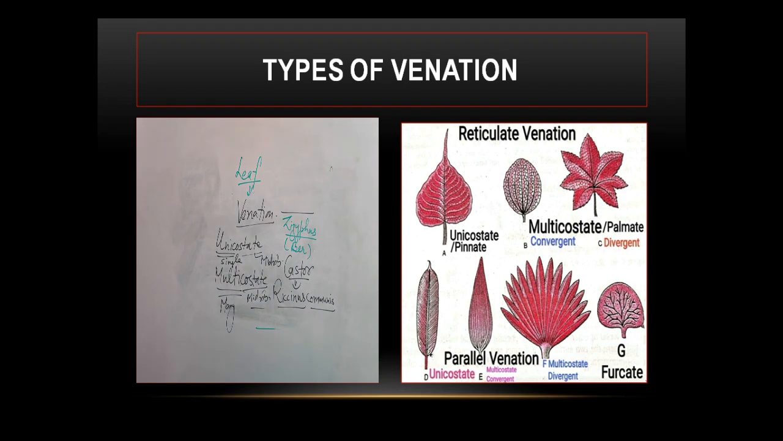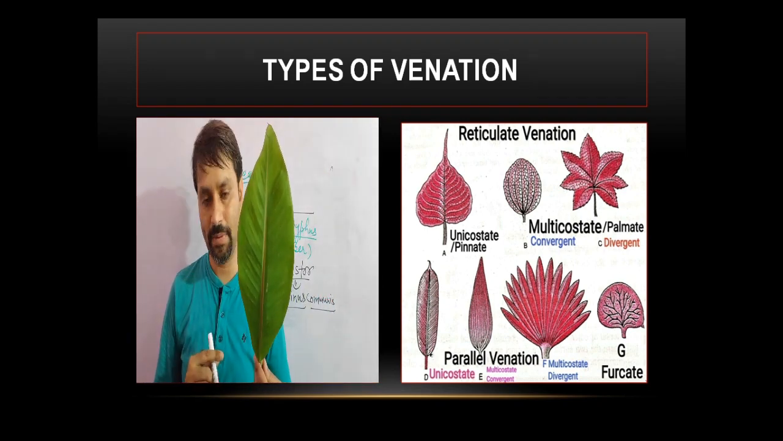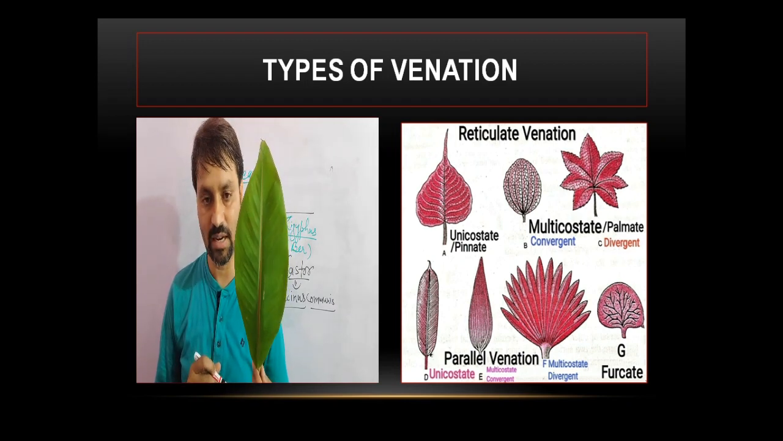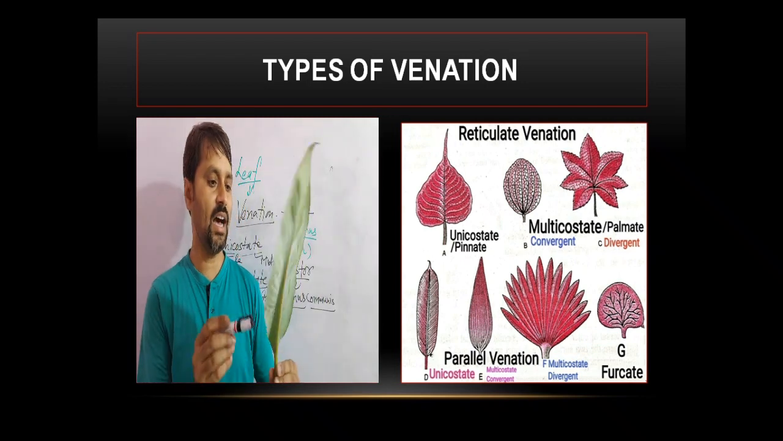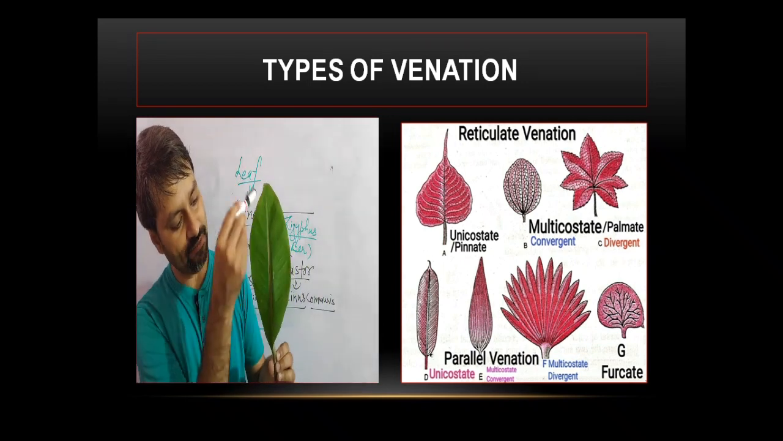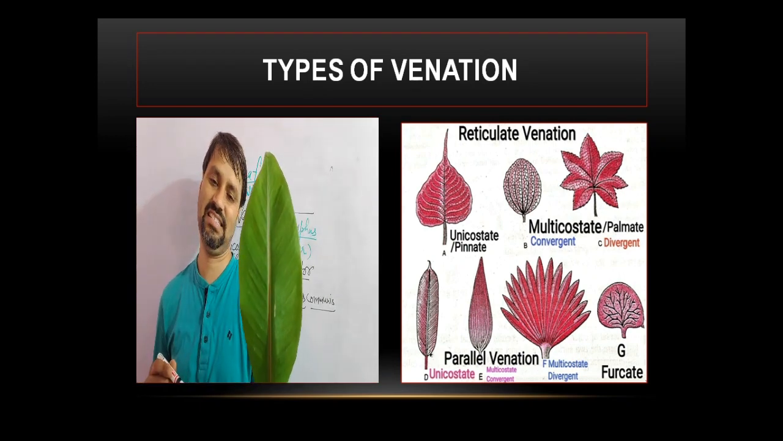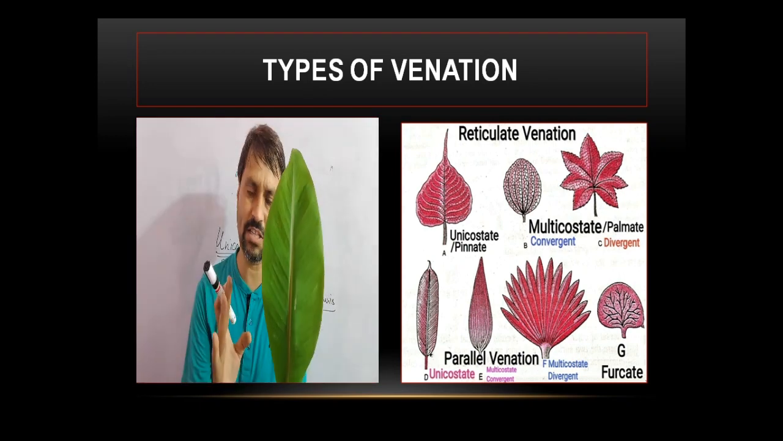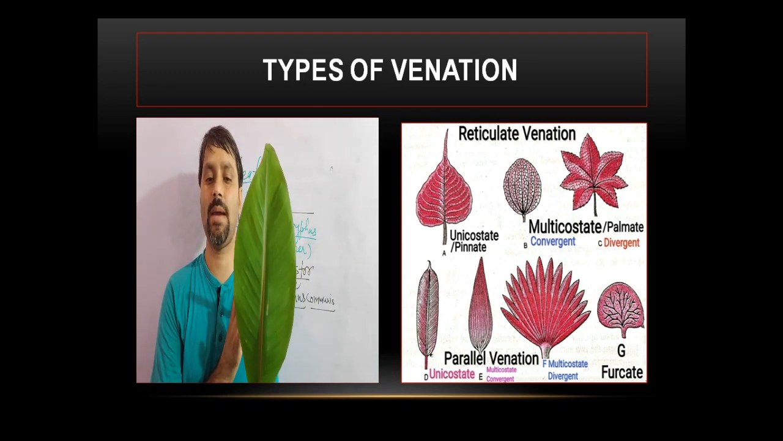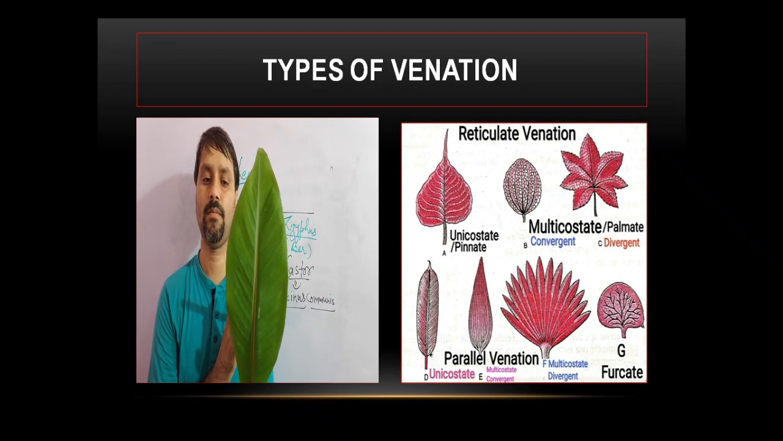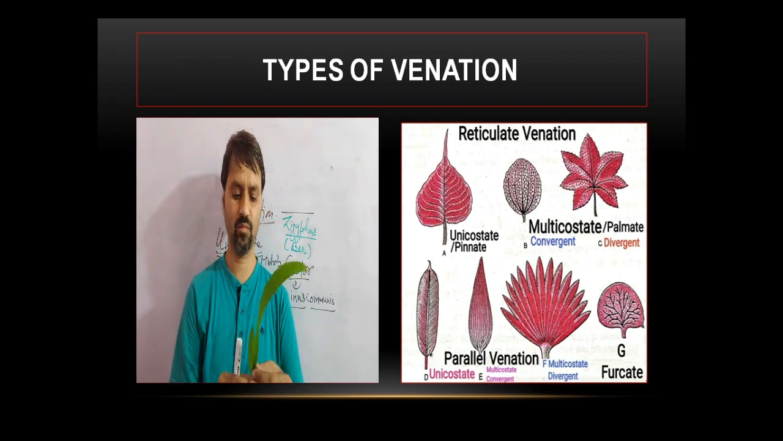The first one is here, unicostate. Musa paradisica, the banana, we saw it; you are seeing it in the banana leaf. There is a single principal vein or midrib. The veins are running parallel to each other. As there is a single principal vein of midrib, this is the parallel unicostate type of venation.